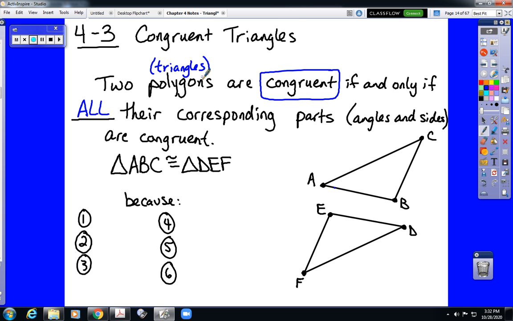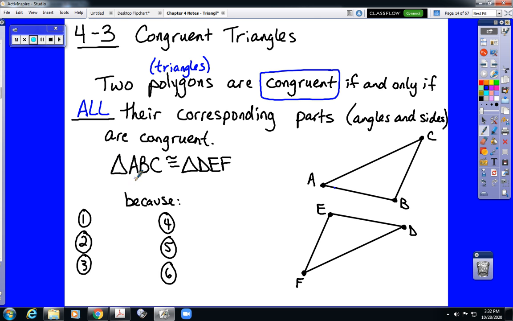So, here we have a triangle congruence statement. Triangle ABC is congruent to triangle DEF. That statement is true if and only if the 6 sets of corresponding parts, that's 3 sets of angles and 3 sets of sides, are congruent. Since we're given the congruence statement, we have 6 other congruence statements that we can write directly from that statement.